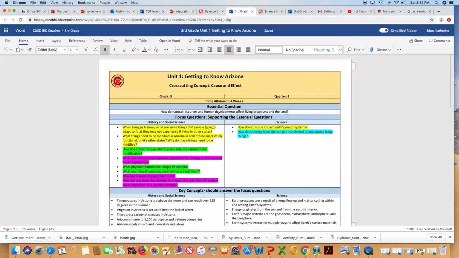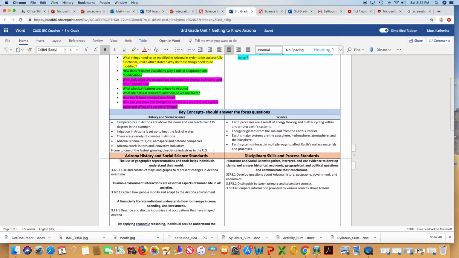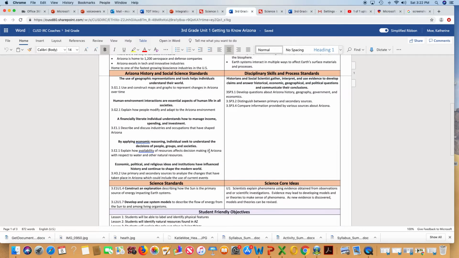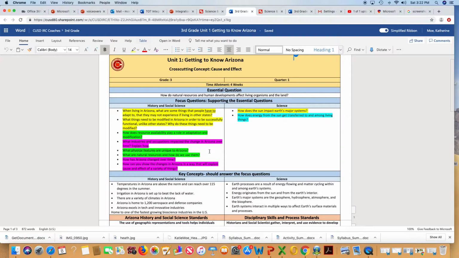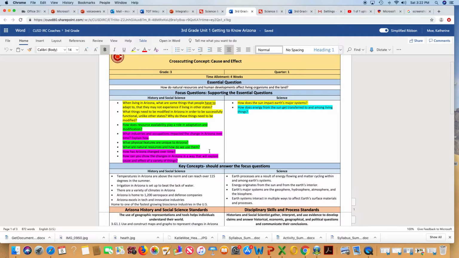As you can see at the very top of the map, we have our unit title and our cross-cutting concept, and below that we have our essential question. Our essential question and our cross-cutting concept are usually connected. And then below here are all the supports to help you to answer that essential question. Again, that essential question was based off of the science and the social science standards, which are listed below. So we looked at these standards, we found all the connections that we wanted to make, and the team created an essential question that would help drive that learning.